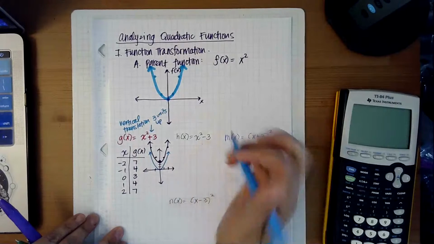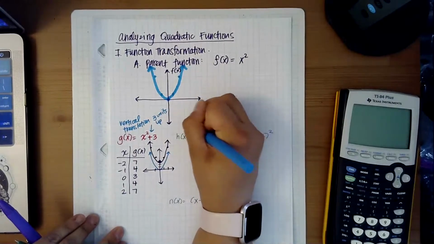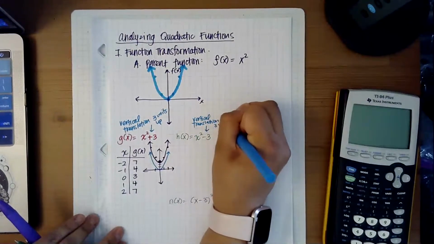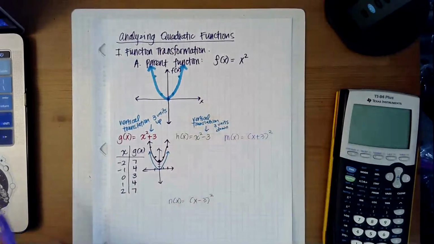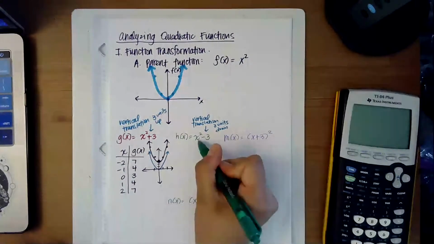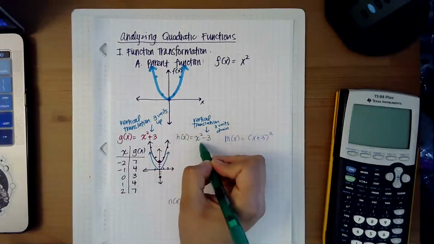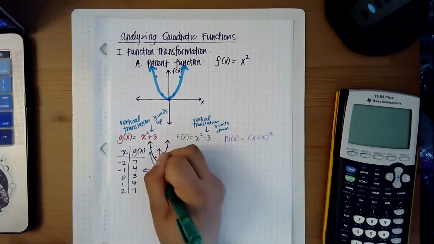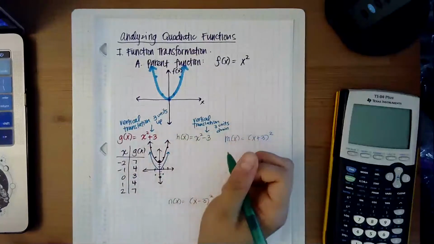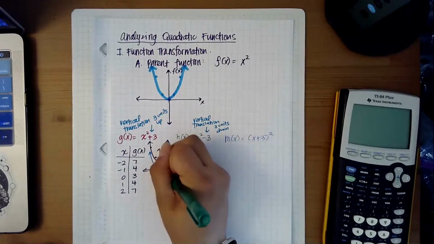What do you think this one's going to be? This right here is going to be a vertical translation 3 units down. So without even doing a table of values, I can say, well, 0 squared minus 3 is negative 3, right there. 1 minus 3 is negative 2. Negative 1 squared minus 3 is negative 2. And let's see, 2 squared, 4 minus 3 is 1.